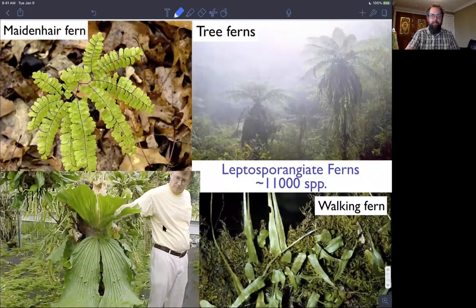So leptosporangiate ferns, or these thin-walled ferns, are some of our most diverse ferns. They range from tree ferns, like I said before, temperate ferns like our maidenhair fern, and many different, over 11,000 species, and a lot of tropical species as well, and some that don't look quite like ferns like we're used to seeing. And in lab, we would have seen some of this fern diversity.